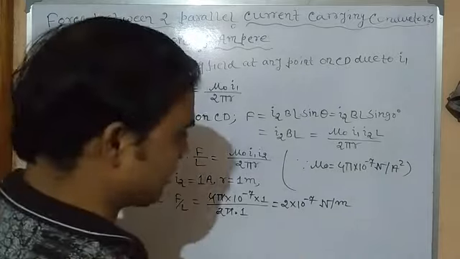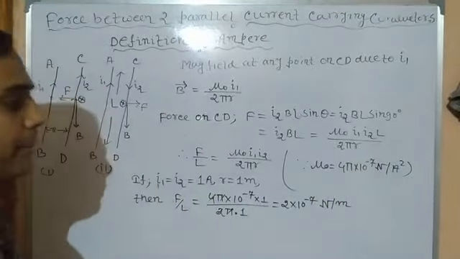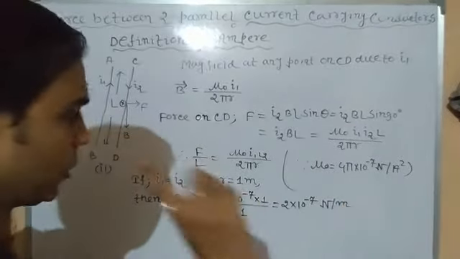The value of mu 0, that is permeability, is 4 pi into 10 to the power minus 7 Newton per ampere square, or Weber per ampere per meter. Just remember only one unit.